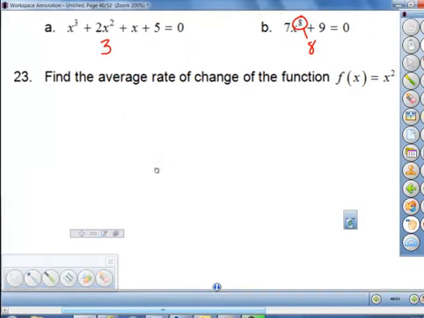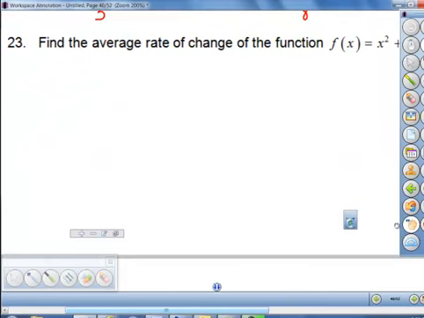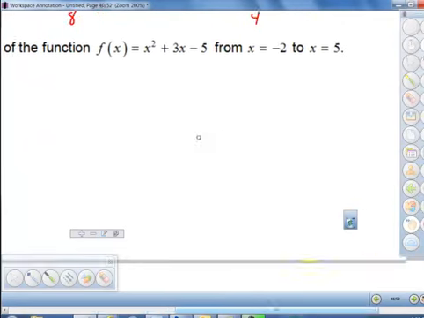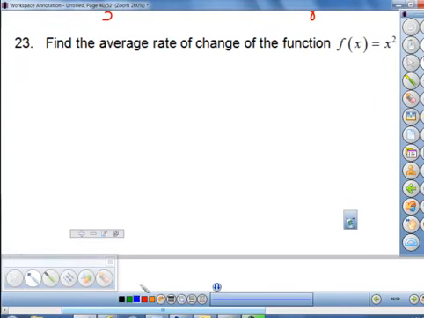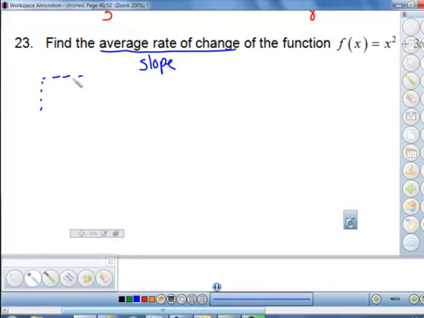All right, last one for today. It says average rate of change. You need to know what this means. There's a synonym for it, and it's basically just the slope. To find the slope, that's easy, because all we have to do is the rise over the run, right? That's the slope.